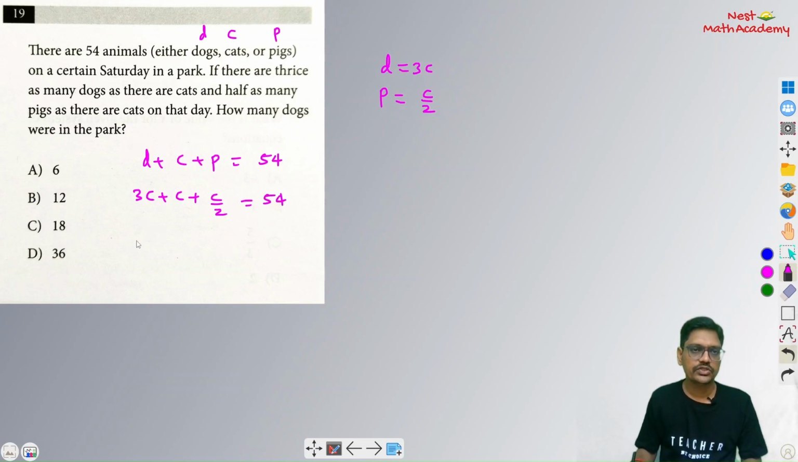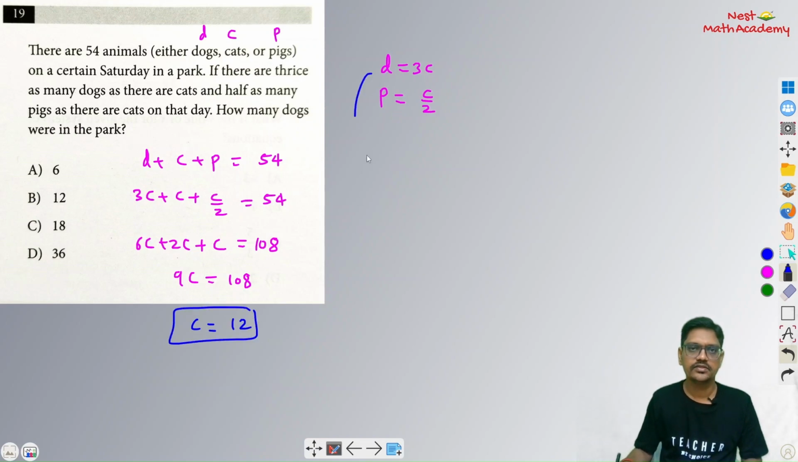So just multiply with 2 throughout. So 3 times 2, 6, plus 2C plus C. This 2 gets cancelled, is equal to 54 times 2, which is 108. So 6 plus 2, 8, plus 1, 9C is equal to 108. Dividing with 9 on both sides, C is equal to, how much is this? C is equal to 12.